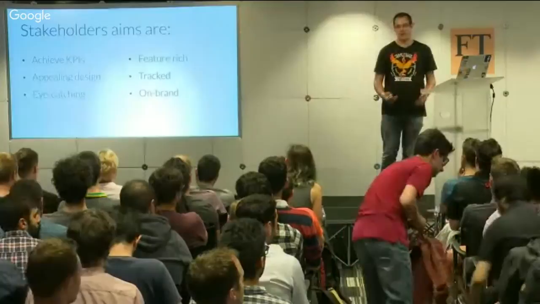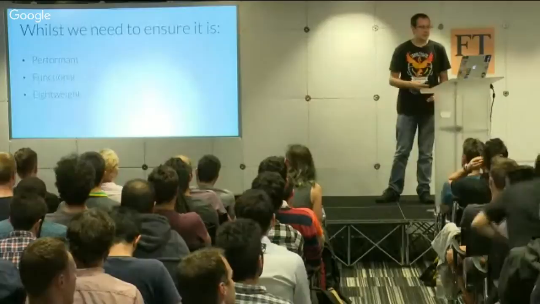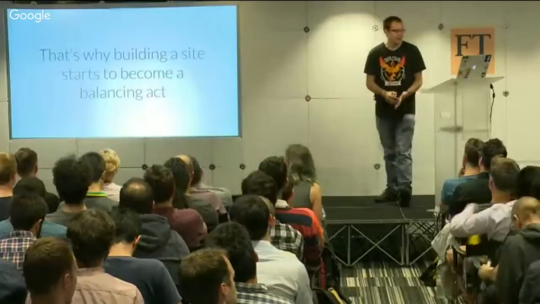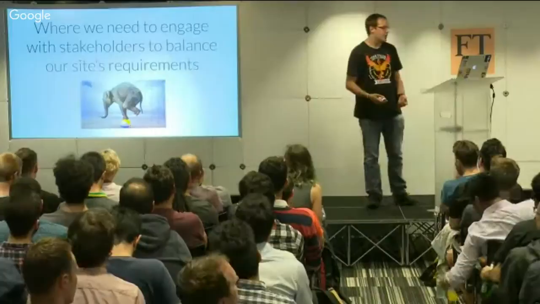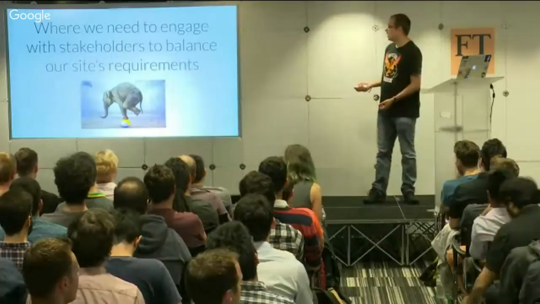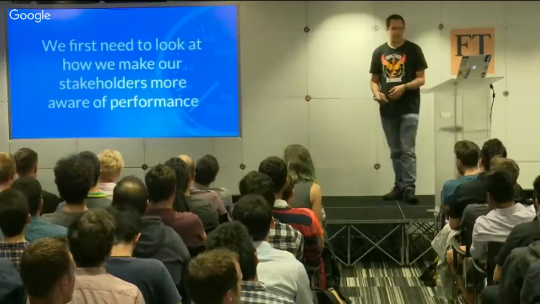Whilst we're trying to reach those things, we also want to ensure that our site is performant and functional and lightweight. So that's why building a site starts to become like a balancing act. We're like balancing an elephant on top of a beach ball, where we're trying to engage with stakeholders to balance our site requirements. So we need to look at how we can make those stakeholders more aware of performance, because that's the only way we're going to succeed in balancing the act.